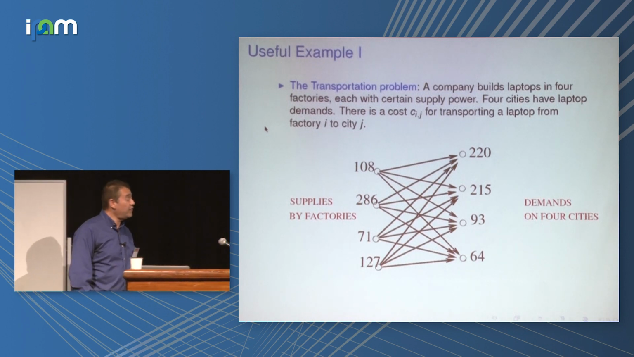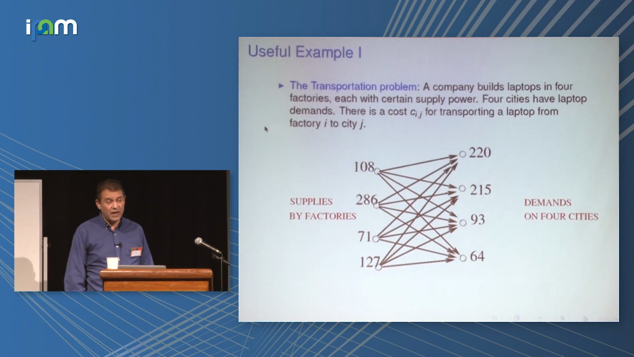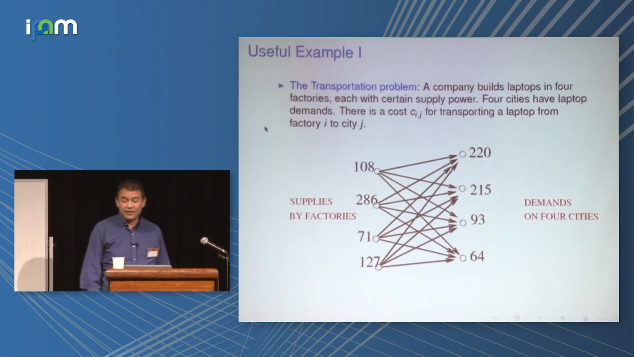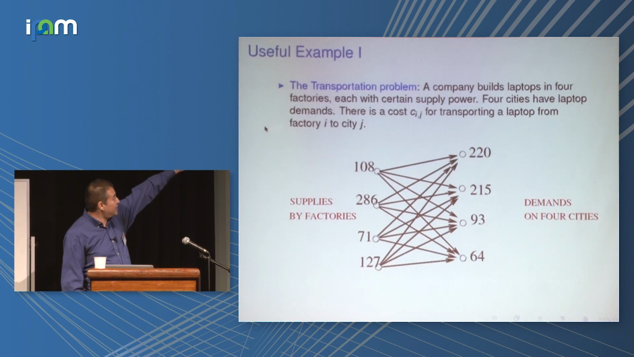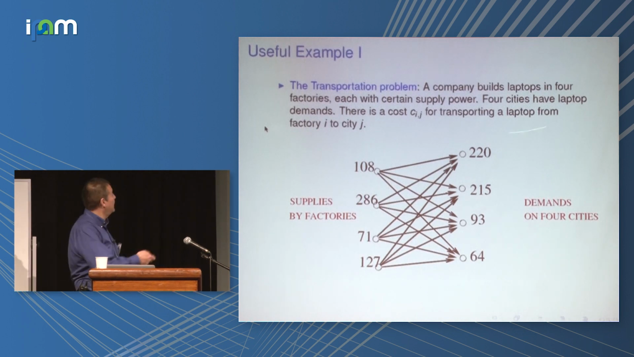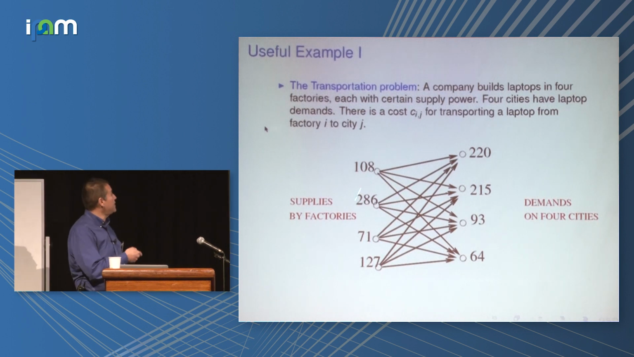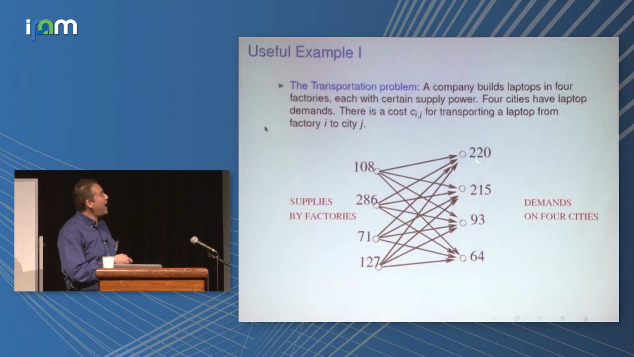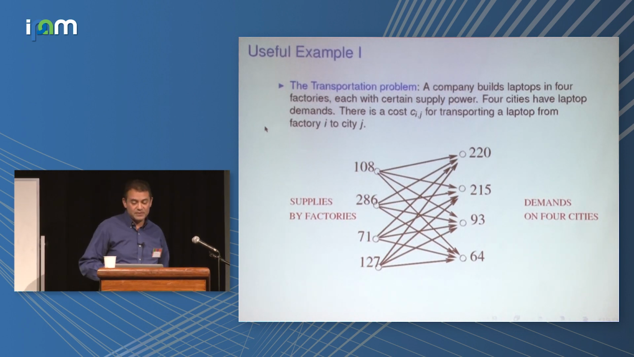So imagine you have 4 companies, or 4 factories, and you have 4 cities that demand laptops. These factories produce laptops, and those numbers that appear there represent the amount of laptops that are produced in each factory. For example, maybe Los Angeles produces 286, and then the demands are here. So for example, maybe San Francisco requires 220 laptops.